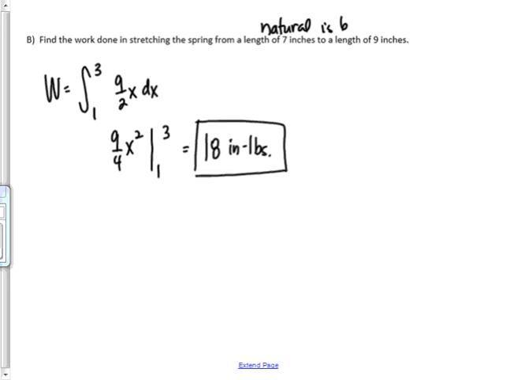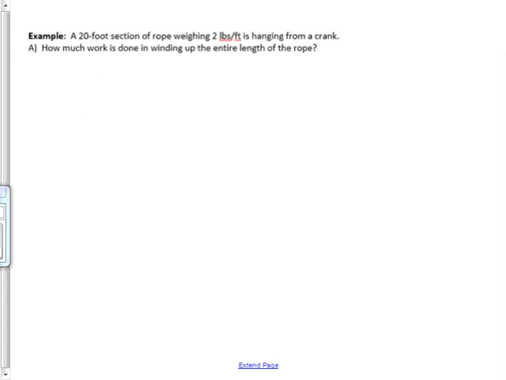Okay, so now make sure you try some of those spring problems out of your book. All right, so let's keep going and let's switch a little bit to different kinds of word problems that involve work. All right, so let's look at this one. A 20-foot section of rope weighing 2 pounds per foot is hanging from a crank. How much work is done in winding up the entire length of the rope?